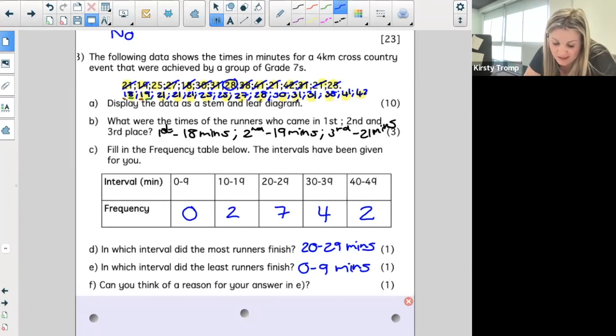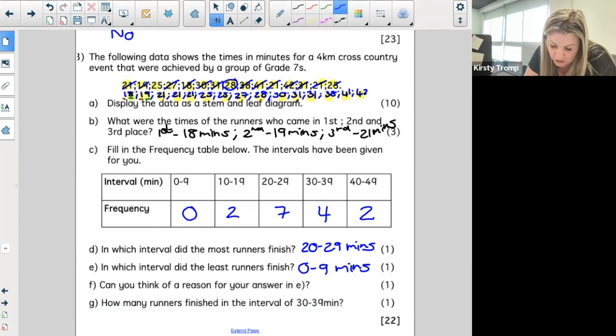Can you think of a reason for your answer? Well, I'm going to help you out here. This was 4 kilometers. Whoever can run 4 kilometers in 9 minutes is an athlete. Absolutely amazing. Also, remember, this is cross country, so it's not like you're running around a track. Maybe you're running up a hill, down a hill, across the river, all those kinds of things. So between 0 to 9 minutes, that would be really fast for 4 kilometers.